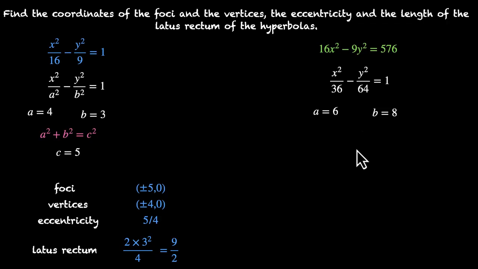So let's first figure out c. So c is square root of a square plus b square. That's going to be 6 square 36 plus 8 square 64. That's going to be 100. Root of 100 is 10. So c is 10. Now let's figure out the foci. That's going to be equal to plus minus 10 comma 0. Vertices plus minus 6 comma 0. Eccentricity, that's going to be equal to c by a. That's 10 by 6. Latus rectum is 2b square by a. That's 2 times 8 square by 6. Cancelling 2 out, that's 64 by 3.